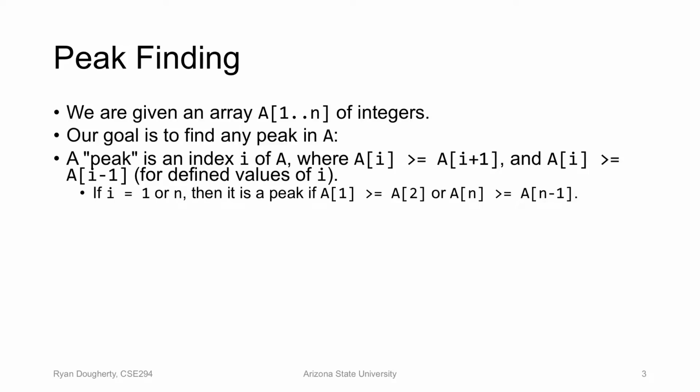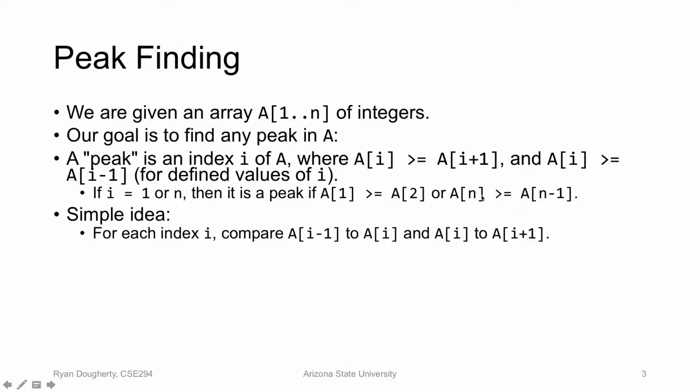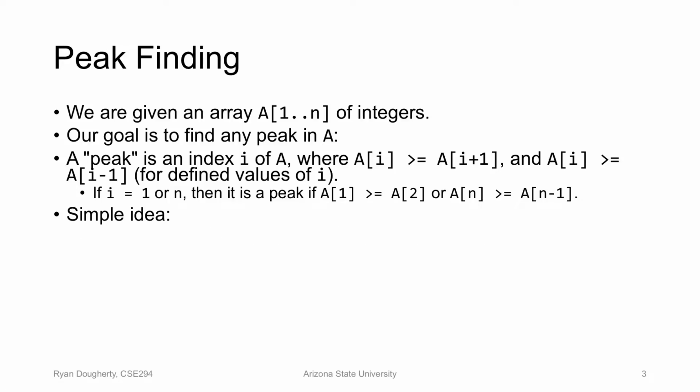All right, so if it's at the beginning or the end, then it is a peak if it's at least the one neighbor associated, because there's no element on the other side. So like there's no A0 here or AN+1. So the idea is, how would you approach this normally?